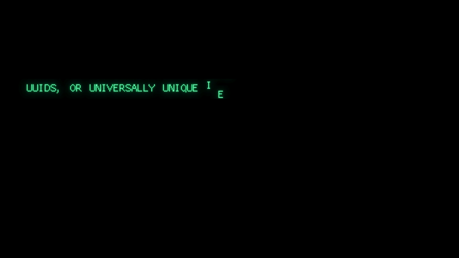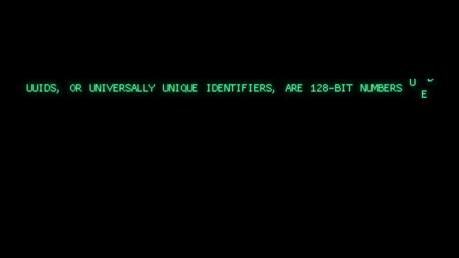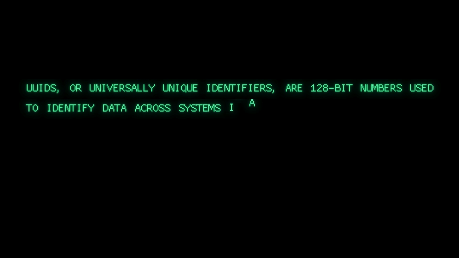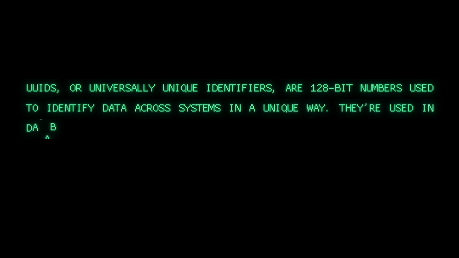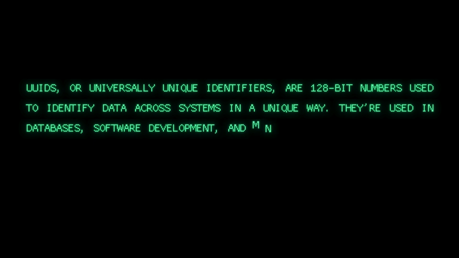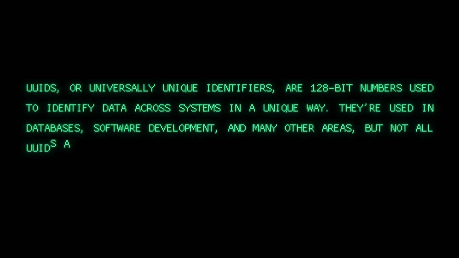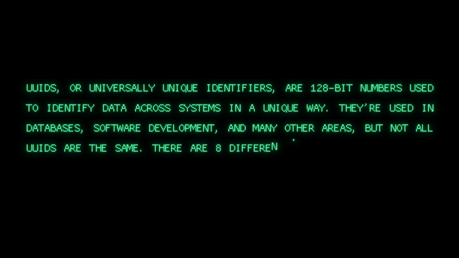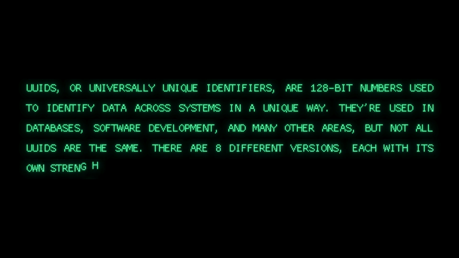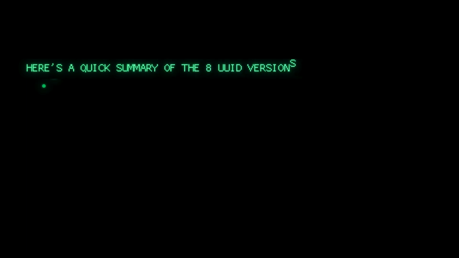Let's get started. UUIDs, or universally unique identifiers, are 128-bit numbers used to identify data across systems in a unique way. They're used in databases, software development, and many other areas, but not all UUIDs are the same. There are 8 different versions, each with its own strengths and ideal use cases. Here's a quick summary of the 8 UUID versions.